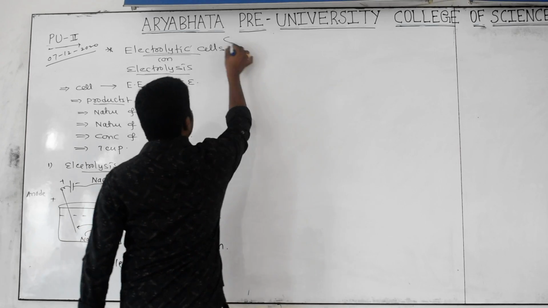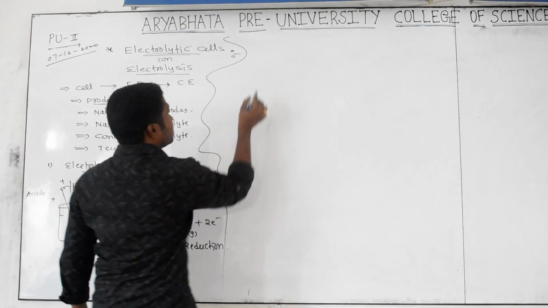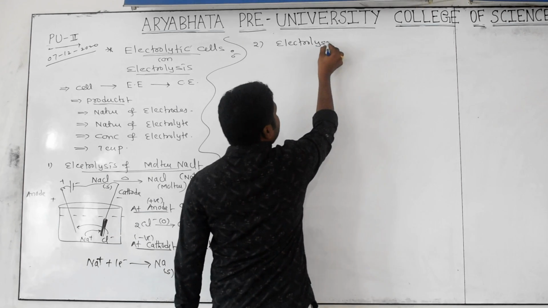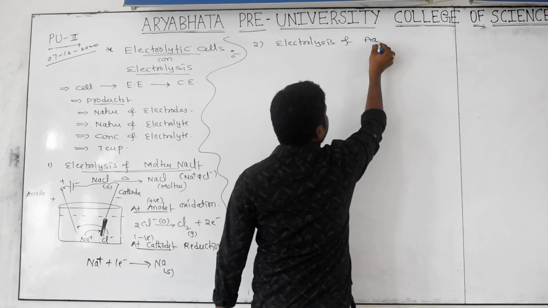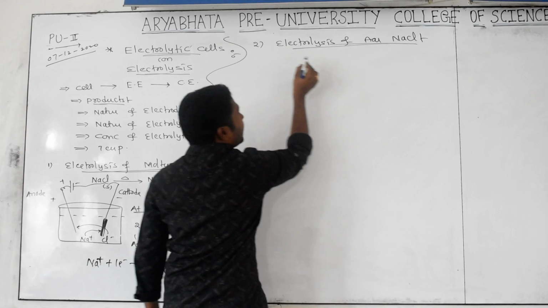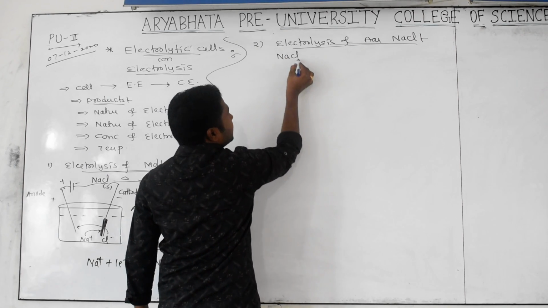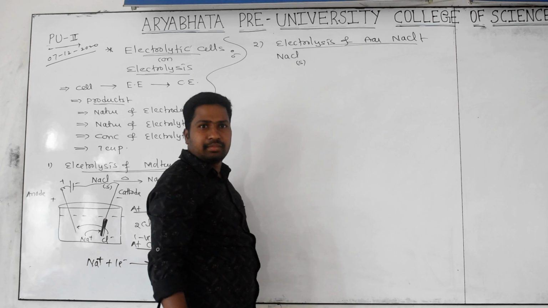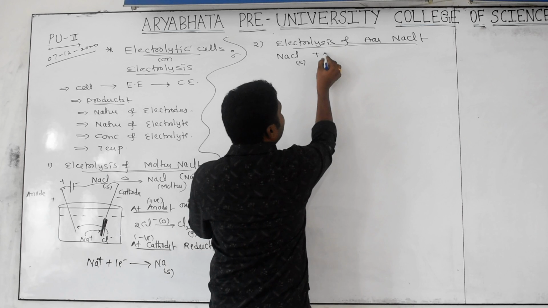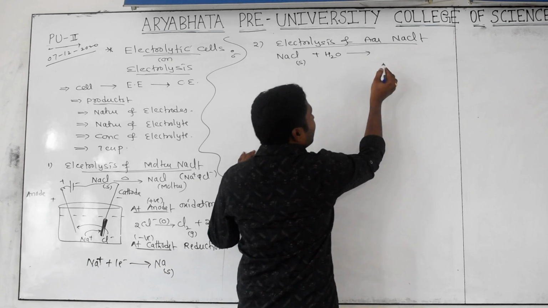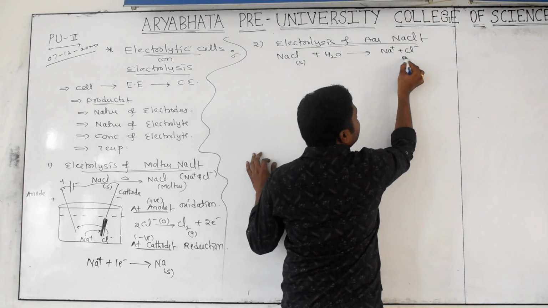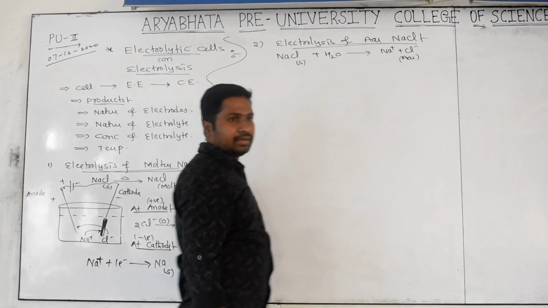Now I want to tell one more electrolysis, the electrolysis of aqueous NaCl. What is the meaning of aqueous NaCl? Solid NaCl is a bad conductor because even though ions are there, they cannot move freely. To this we add water, and it becomes Na+ and Cl-. That is what we call aqueous NaCl.